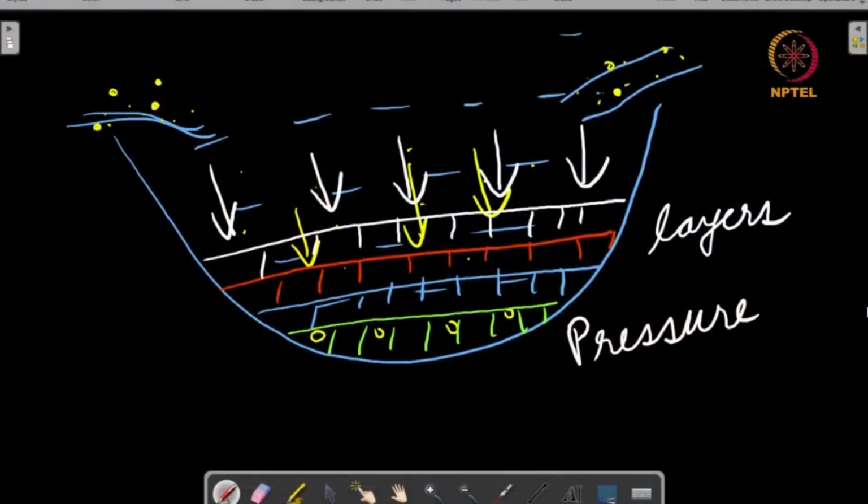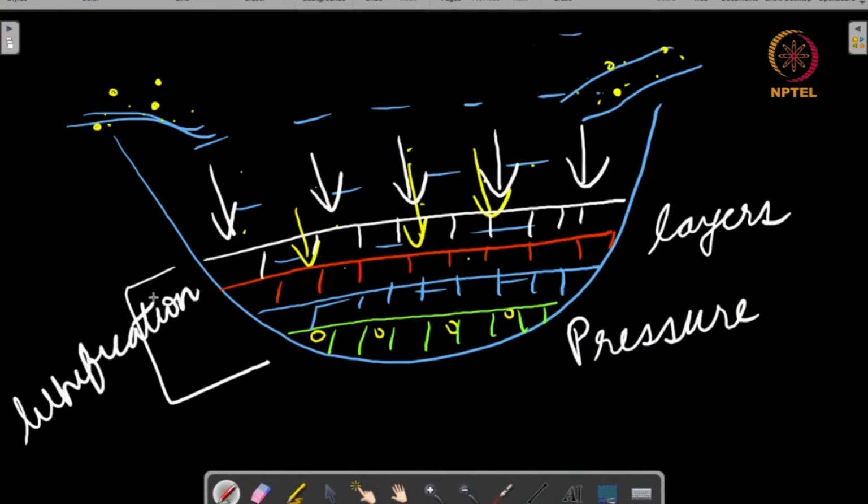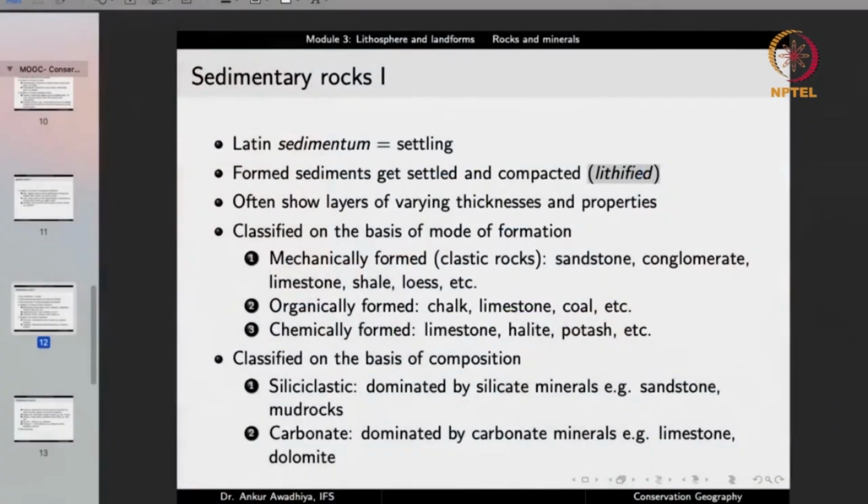Now some of these sediments might also be having certain cementing properties, which means that there might be certain compounds that are able to stick these sediments together. So you have sediments, you have a cementing substance, and you have a lot of pressure. So under these circumstances, these layers will get converted into a rock in a process that is known as lithification, that is rock formation. So this makes a sedimentary rock.